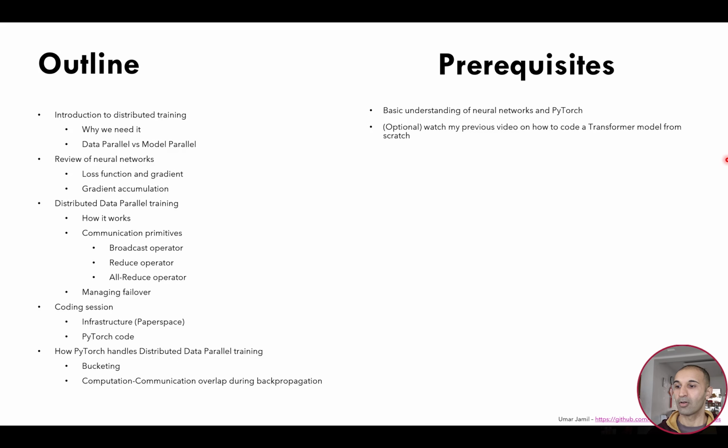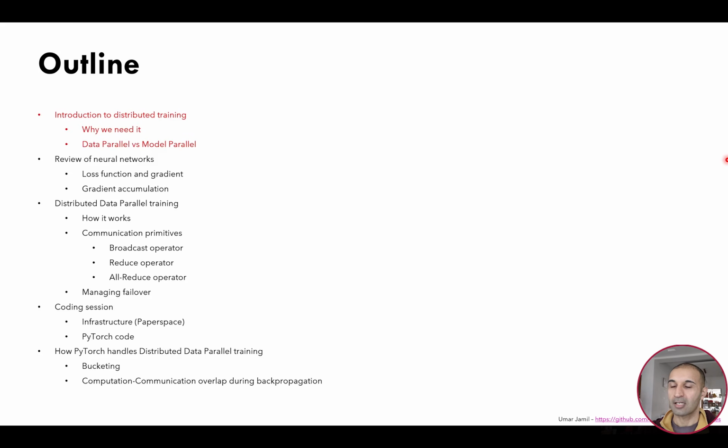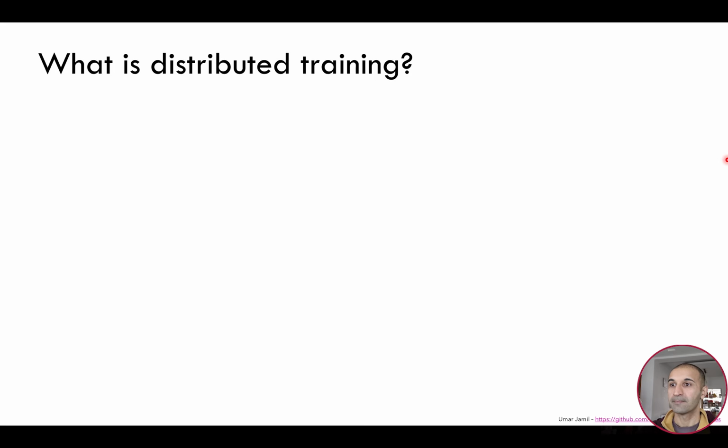And I will also show you the underlying mechanism in which PyTorch does distributed training. So I will introduce you to the computation-communication overlap and the bucketing, which are optimizations made in the PyTorch implementation of the distributed training. And so we will explore all these topics. Let's start our journey. So let's start by introducing what is distributed training.